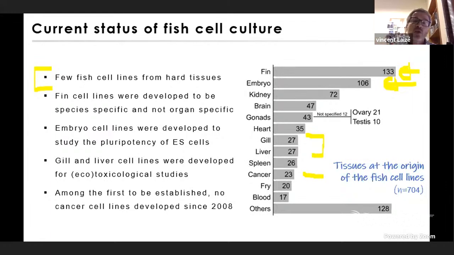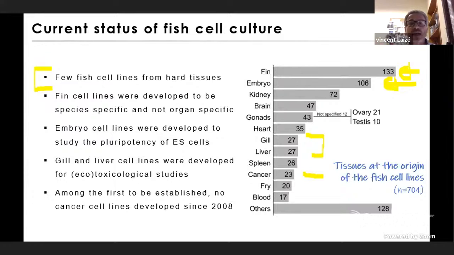Okay, the cell lines from the embryo are slightly different. They are still used a lot for viral studies, but they were also developed to study the pluripotency of embryonic stem cells.